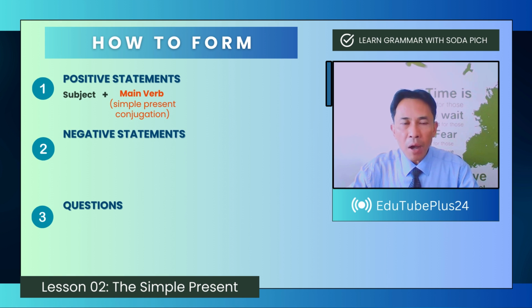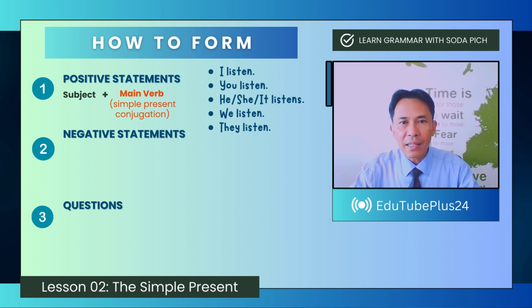When we write a positive sentence, we add the subject followed by the main verb in its simple present conjugation. Now, let me give you some sentences in simple present with the main verb listen. I listen, you listen, he, she, it listens, we listen, they listen. Now, the only thing we need to remember is to add an S or ES depending on the verb for the third person singular. Now, let's look at the second structure.